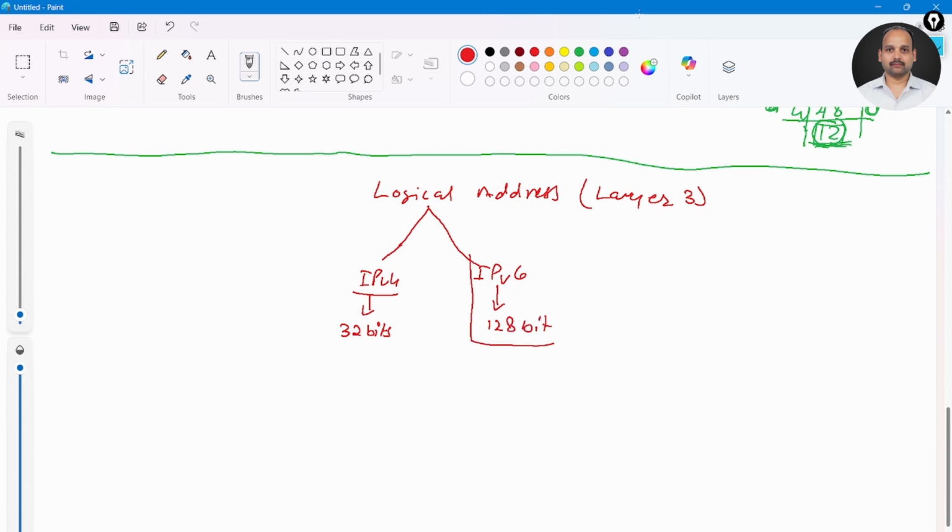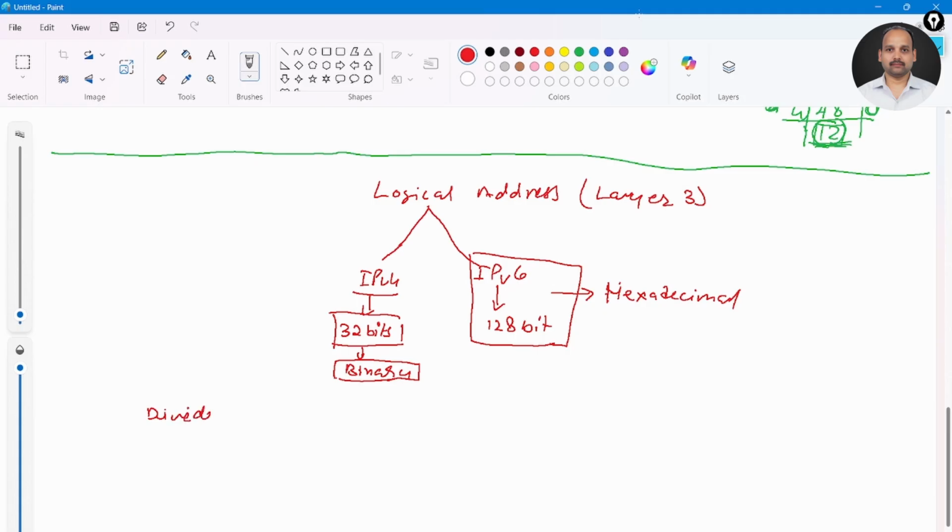We are not going to discuss IP version 6 today; we will discuss it later. Today I am going to discuss only IP version 4. This is 32 bits. IP version 6 is defined in hexadecimal, and IP version 4 is defined in binary. Simple. So IP version 4 is defined in 32 bits, and it uses binary.